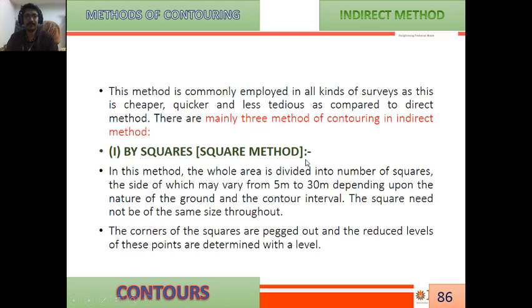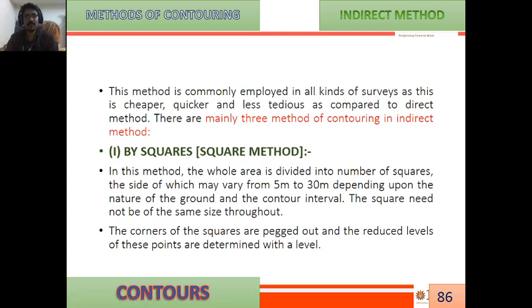In that indirect method, mainly three methods can be used. First one is the square method or the grid method. The entire area can be divided into a number of squares, the side of which may vary from 5 meter to 30 meter depending upon the nature of the ground and the contour interval required. The squares need not be of the same size; it may be a rectangle or a square, right?